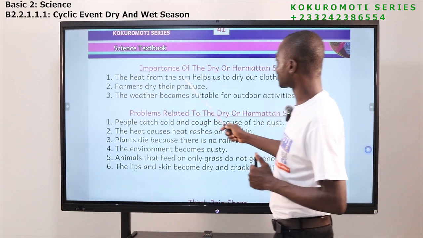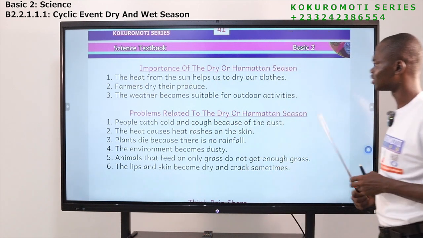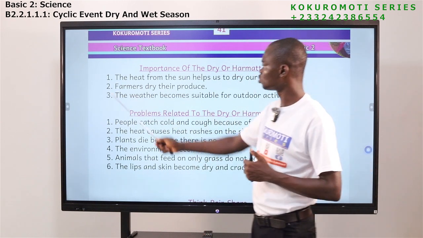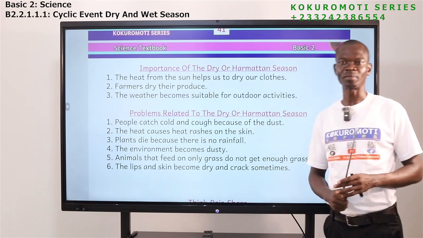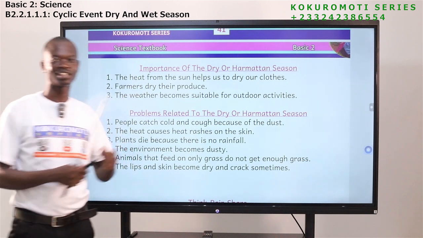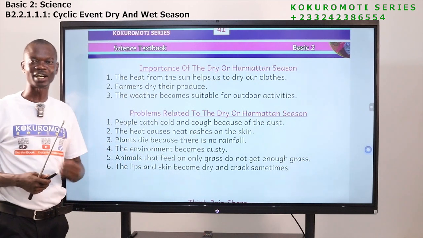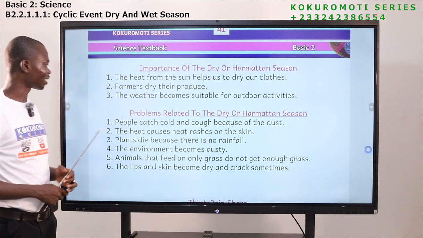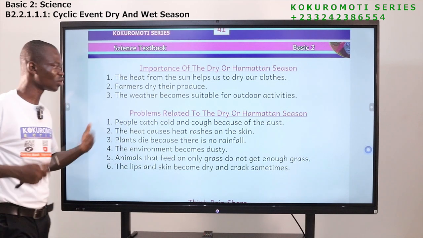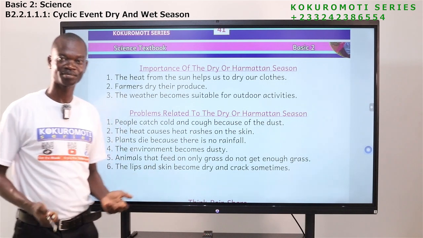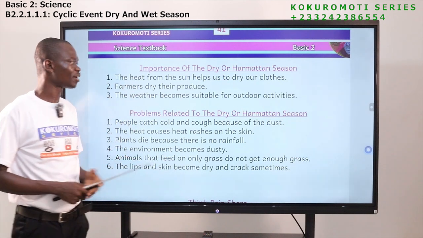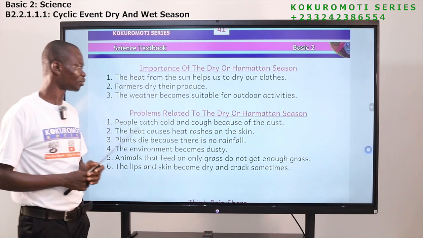One, the heat from the sun helps us to dry our clothes. So during dry season, the heat is so strong. So we are able to dry our things, our clothes during what? Dry season. Two, farmers dry their produce. So cocoa farmers, that is where they go and then they harvest their produce, they dry it, and then they go out to take cash, exchange it for what? For money. Now the next one is that the weather becomes suitable for outdoor activities. So you know, outdoor activities, you go out to play football with your friends because it doesn't rain. The sun is giving you what? Good weather. So during that time, outdoor activities are suitable.